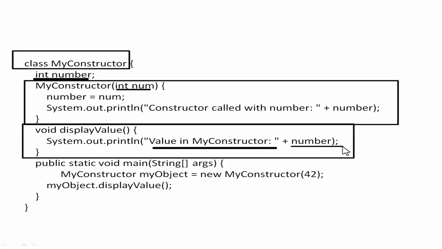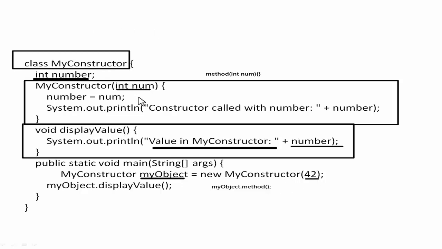Within the main function, if you want to call this particular constructor, there is no need to write the object name dot method name. You have already created myObject. To call the method, you write myObject dot method. Here there is no need to call the constructor, because it is invoked during the creation of the object itself. Here you are passing the value 42.